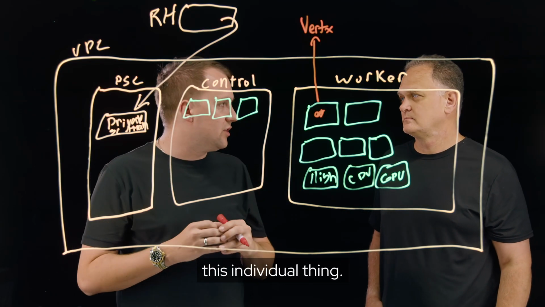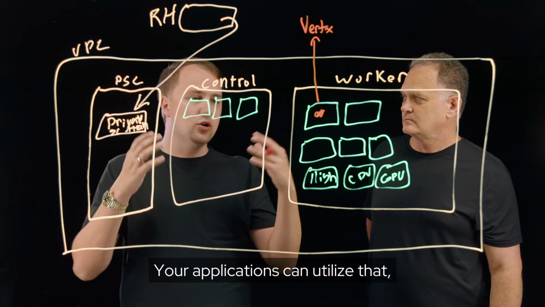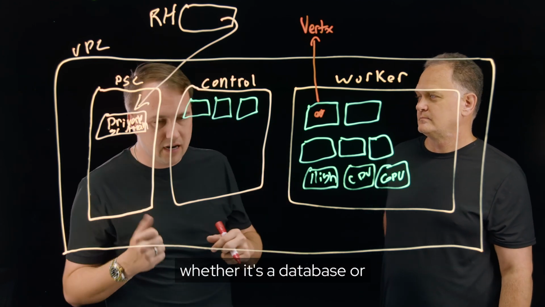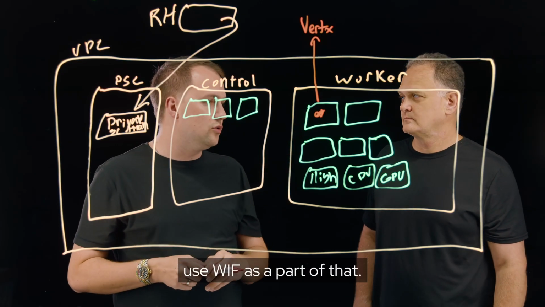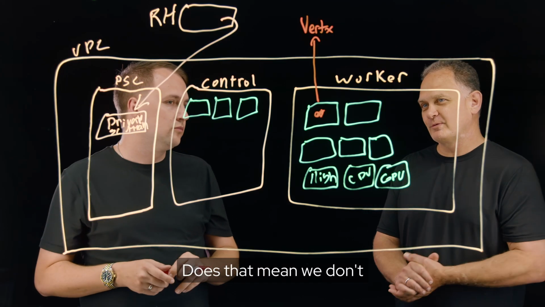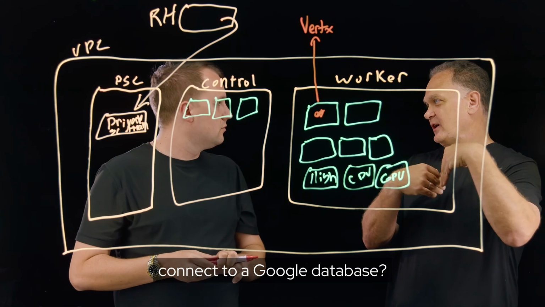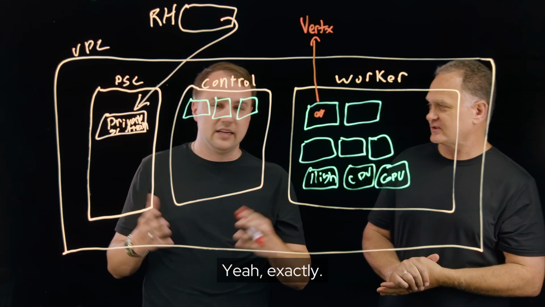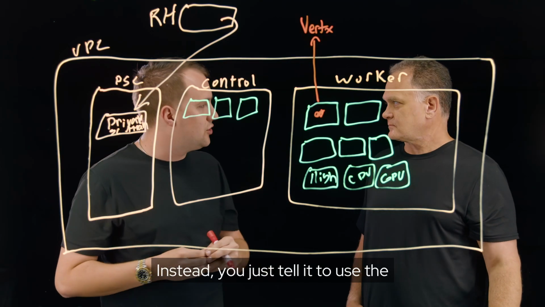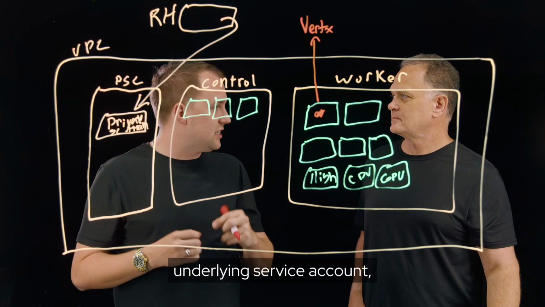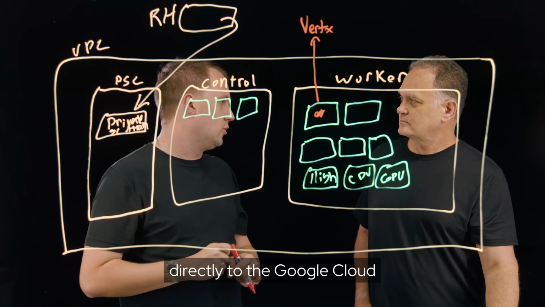And that's not just for this individual thing. It's any Google Cloud service that supports connectivity. Your applications can utilize that, whether it's a database or other third-party services as well. You have the ability to use WIF as a part of that. That's great. Does that mean we don't need legacy credentials to connect to Vertex, or to a Google database? Yeah, exactly. So no need for you to put credentials into your applications. Instead, you just tell it to use the underlying service account, and it'll federate that permission through the cluster itself directly to the Google Cloud API.